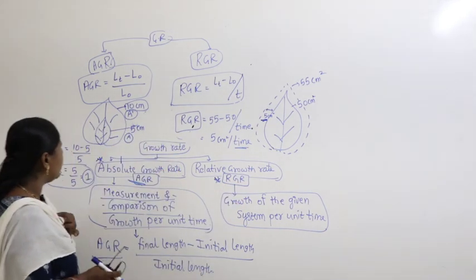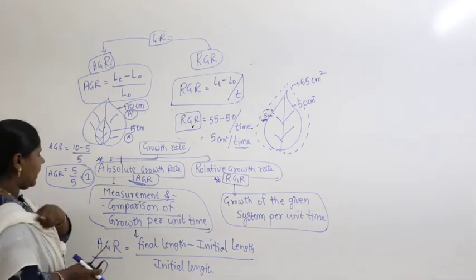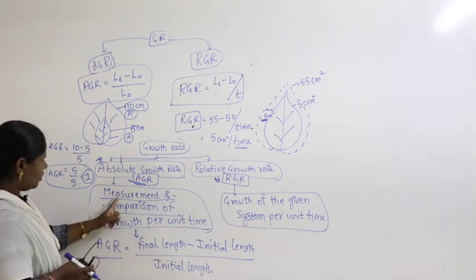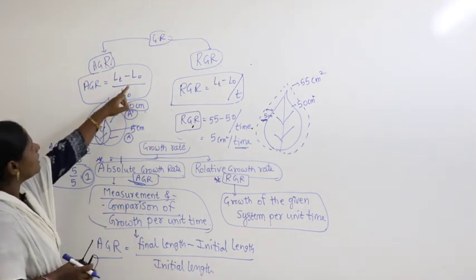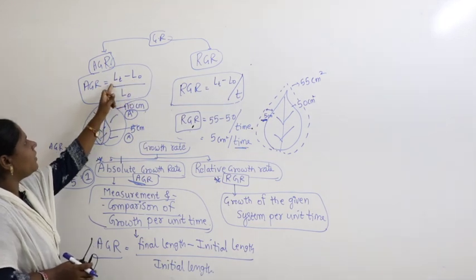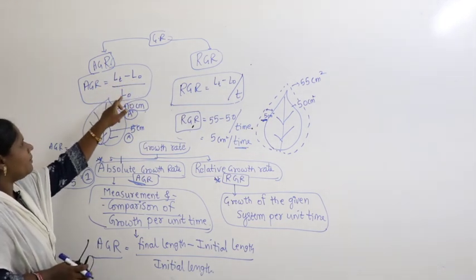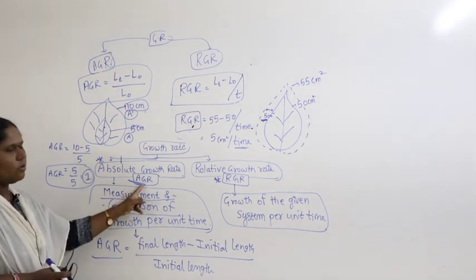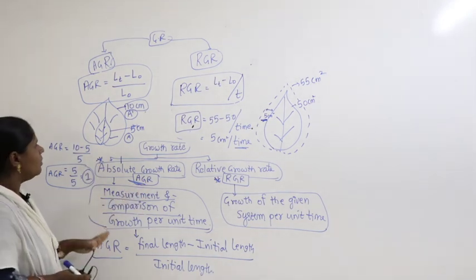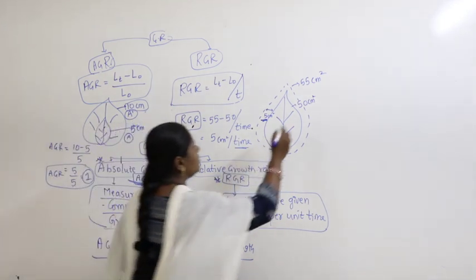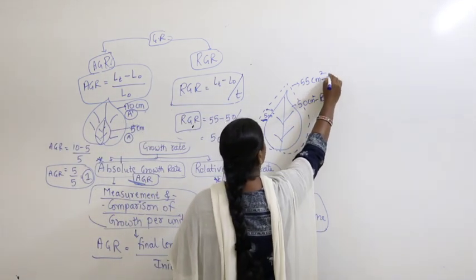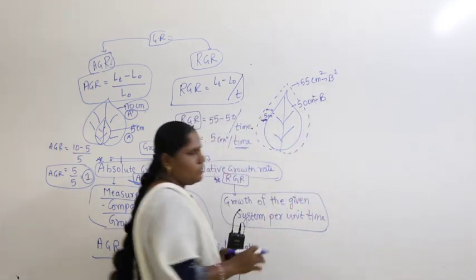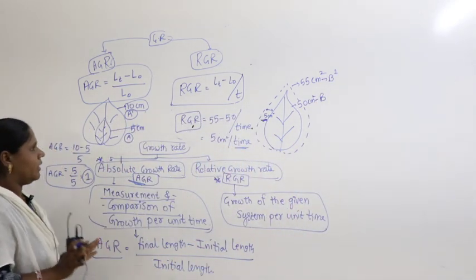What is absolute growth rate then? Growth measurement and comparison. What was the initial weight? What is the final weight? Comparison of that with the initial time will come under absolute growth rate. Right, so these are the cases. Let us imagine this is B, and let us take this as B1. I hope now you got it very clearly.